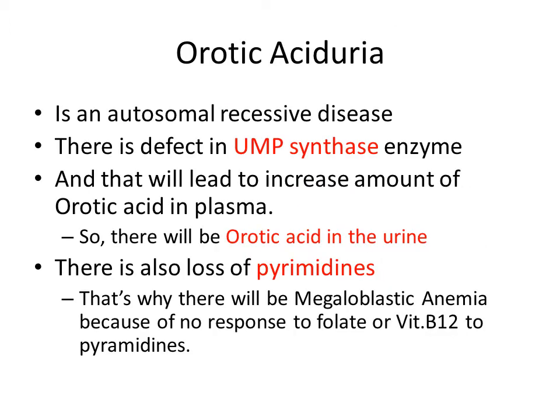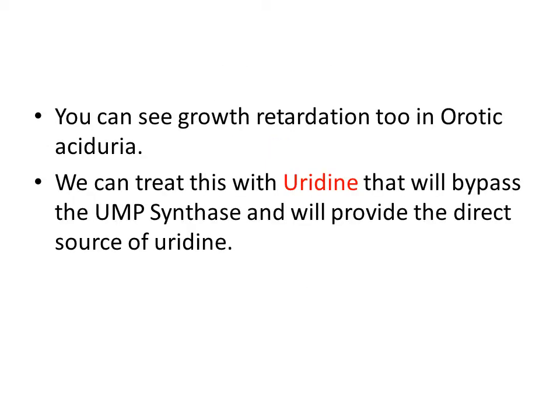So orotic aciduria is an autosomal recessive disease. There is a defect in the UMP synthase enzyme, and that will lead to an increased amount of orotic acid in plasma. So there will be orotic acid in urine too, because we have lots of orotic acid in plasma. There is also loss of pyrimidines because we don't have UMP synthase enzyme, so we cannot make UMP and therefore uracil. That's why there will be megaloblastic anemia, with no response to folate or vitamin B12, because of the lack of pyrimidines. We can also see growth retardation in children in orotic aciduria.